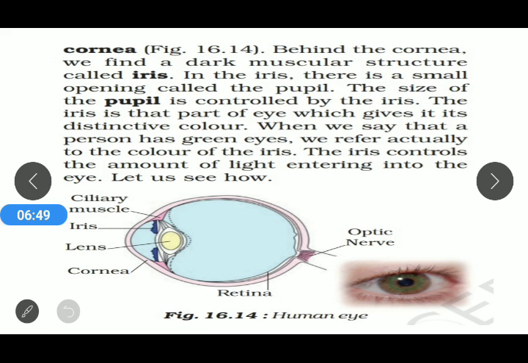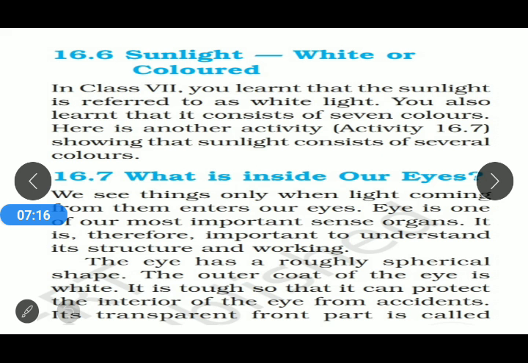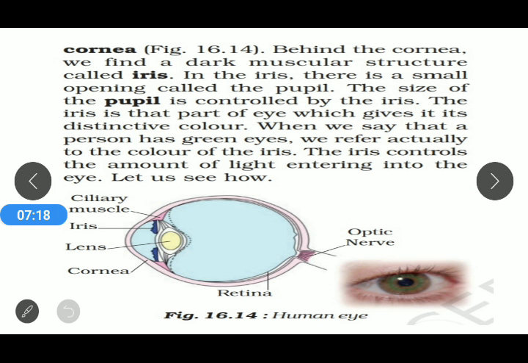That means in an eye we have the outer structure, which is roughly spherical. Then there is a white structure, which is very tough and protects the inner part of the eye. The front part, which is transparent and visible to us, is called the cornea.